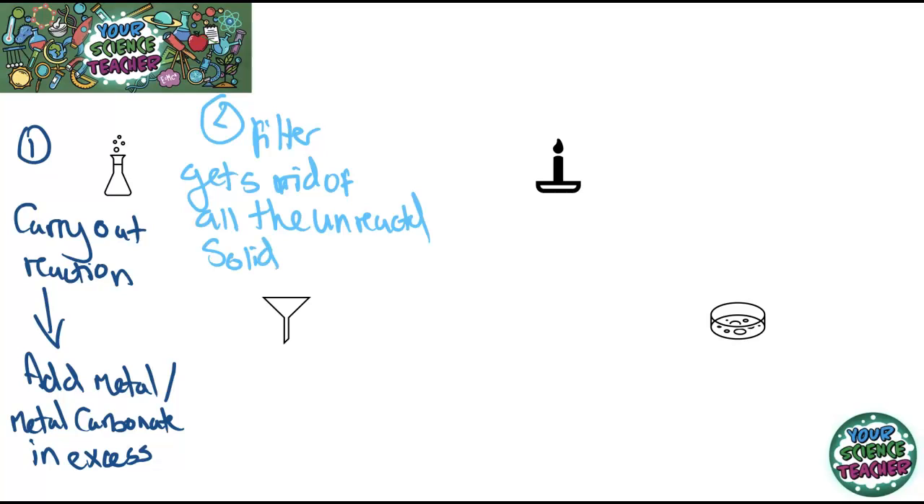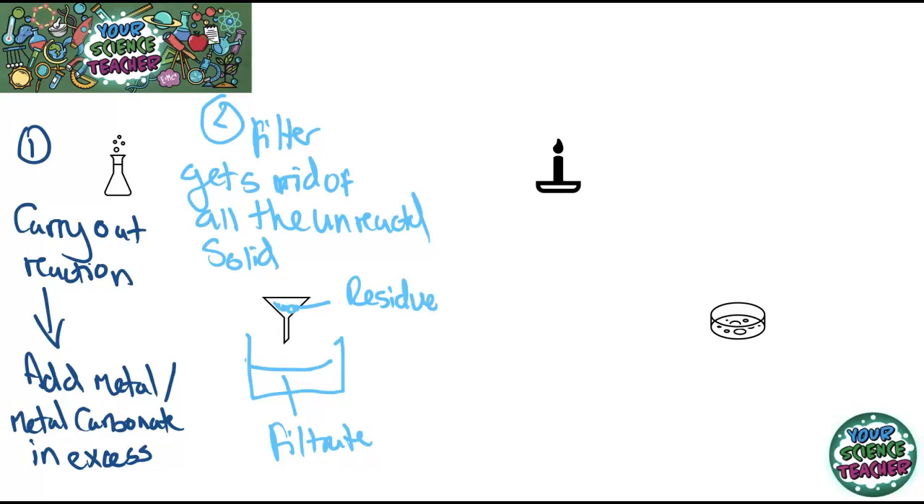And what we call the useful product from a filter is my filtrate, so that will contain my salt and some water, and the bit left over, all of that excess, we call that our residue.